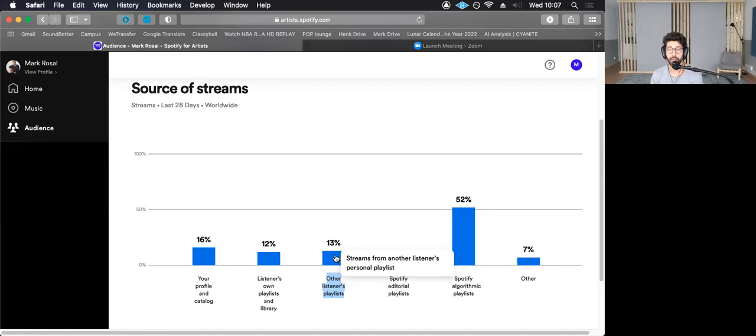And if you have any fake plays that are coming from fake playlists, all your plays are going to come from this source and nowhere else. So that was the case in the beginning with this profile.